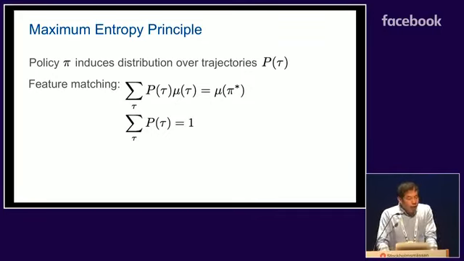First, we can rewrite the feature expectation matching requirement that we saw before as simply summing over all possible trajectories induced by pi. Two things: one, the sum should match the expert feature, right? And second, it should sum up to 1 to be a proper distribution. So now, given this constraint, among possible distributions of trajectory that satisfy these, which one should we choose?